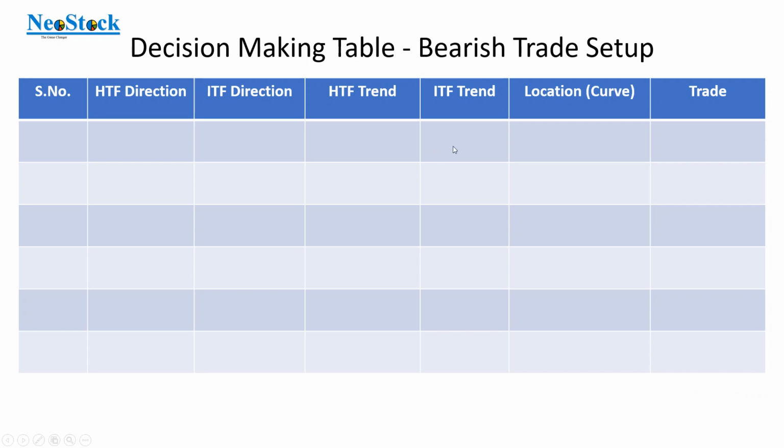Here for trend, we always look into the ITF time frame. ITF time frame is the trend. Apart from that, to make our bearish trade setup more strict, I have also introduced HTF trend, higher time frame trend, so that our trades will be even more strict and the probability of success rate will be increasing. So that is the reason why, apart from HTF direction, ITF trend and location, I have also introduced one more column, HTF trend. So let us look into the rules.